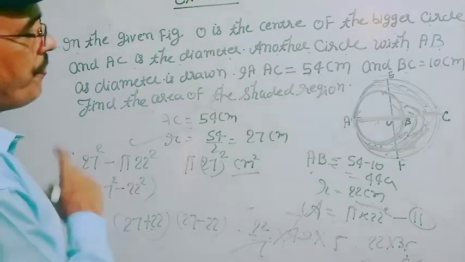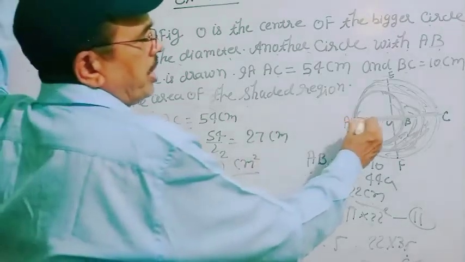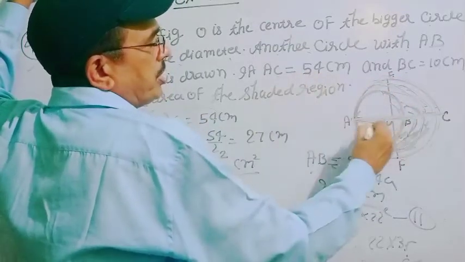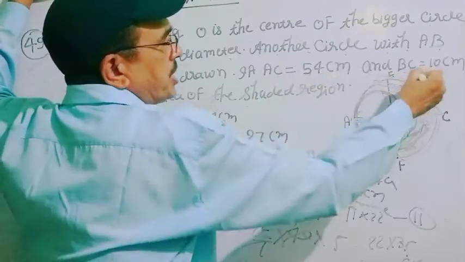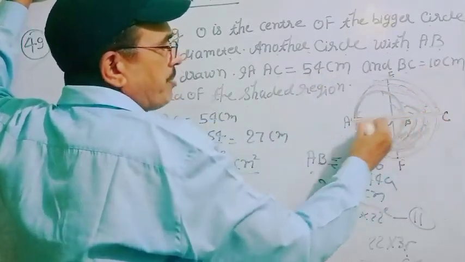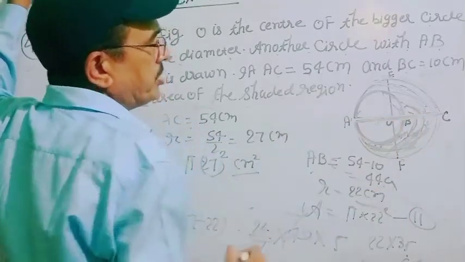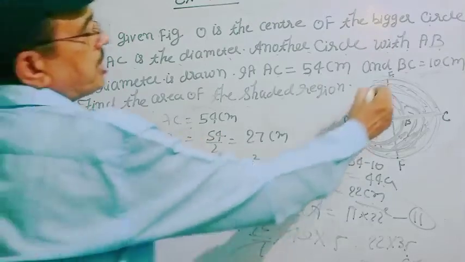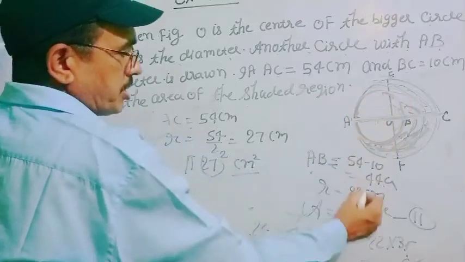So dear students, how to find the radius of these two circles? First find AC, the diameter of the big circle. AC is given as 54, that means the radius will be 27. After that it is given that this is 10, then it is clear AB is 54 minus 10, that is 44. So the radius will be 22 cm. When you find the radii of the two circles, the big circle radius is 27 and the small circle radius is 22.